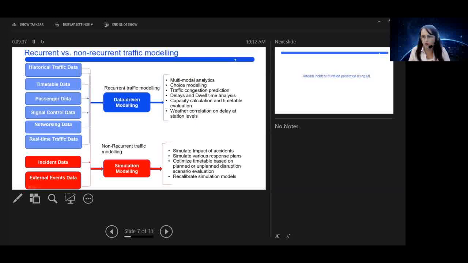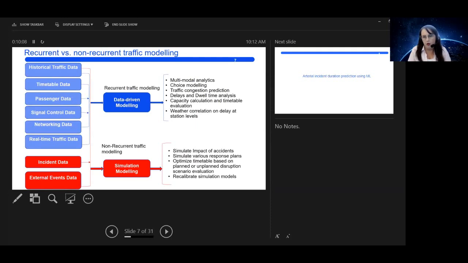What can we get out of this? I have just listed here, for example, we can do some analytics investigation of how people choose their modes of transportation. We can predict, for example, the traffic congestion. When I say this, I mostly refer to prediction of flow or prediction of speed. We can also do analysis of delays, dwell times, and so on, all sorts of correlations. So this is something that you can do as long as you have a reliable and complete data set which presents patterns.